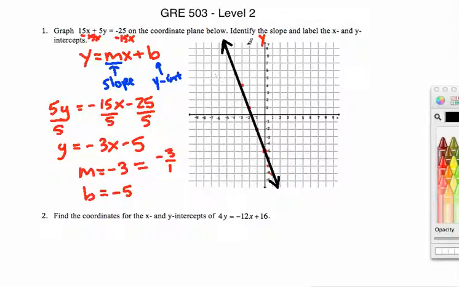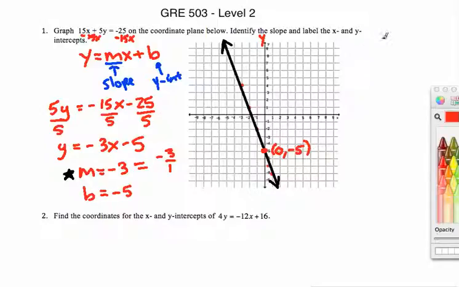Alright, and then it tells us to identify the slope, which we just did, so right here, and label the x and y intercepts. So our y-intercept is right here, and I'm going to label it as 0, because our x value is 0, and negative 5. Our x-intercept is a little different.